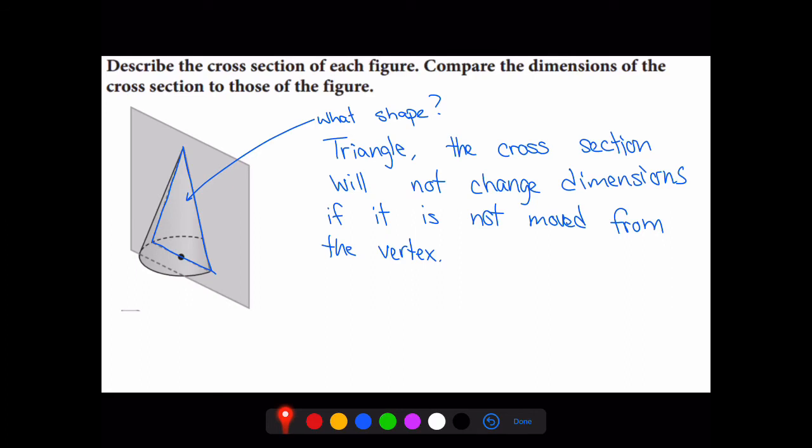The cross-section will not change dimensions if it is not moved from the vertex. So if I don't move this from the vertex, and I were to just spin it around from this vertex point and, of course, keep it perpendicular, it will not change the cross-section. However, if I take it at an angle, it definitely will change the cross-section. So it depends on whether or not we're moving from that initial position, which will determine whether we are doing this correctly or not.